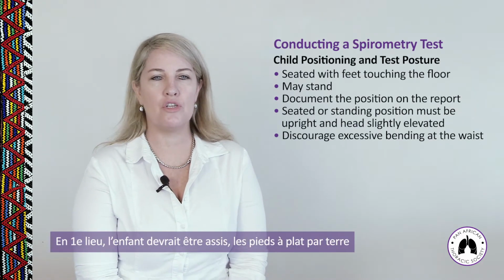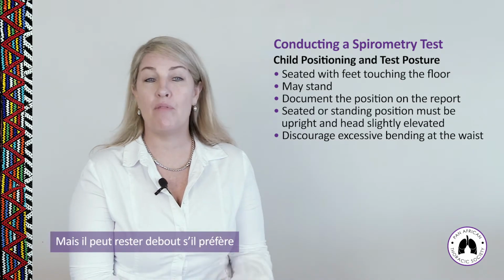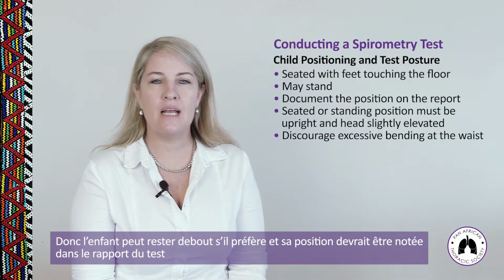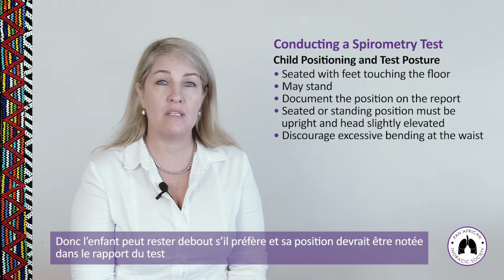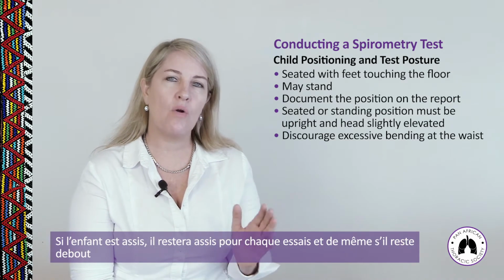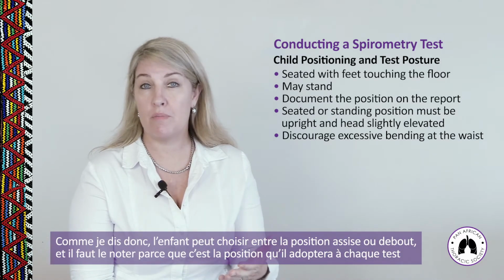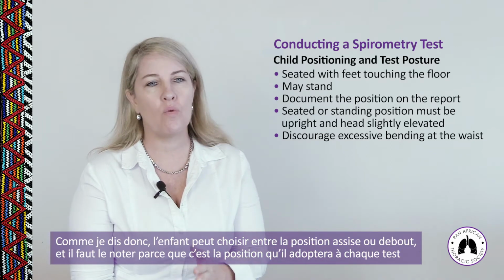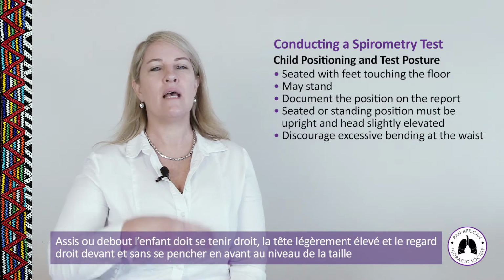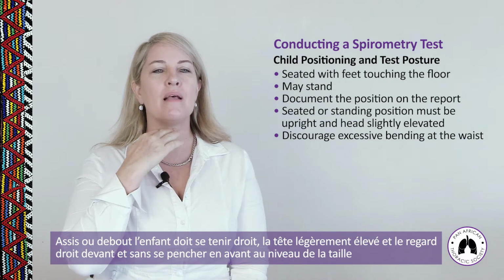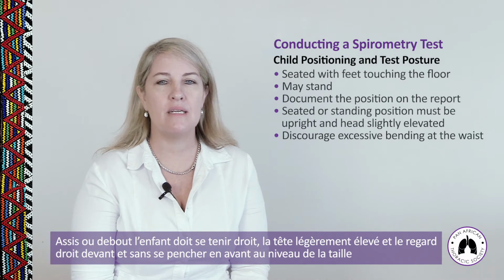So first of all, the child should be seated with feet touching the floor, but they may stand if they prefer. So if a child prefers to stand, he or she may, and the position should be noted in the report of the test itself. So if the child sits, they always sit, and if they stand, they always stand. So on repeat visits for spirometry, they always sit or they always stand. In either the seated or the standing position, the child should always stay upright. Their torso must be upright. They must keep their head slightly elevated, and they should not bend at the waist when doing the test itself.